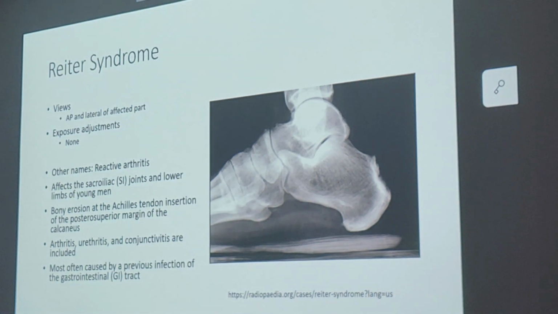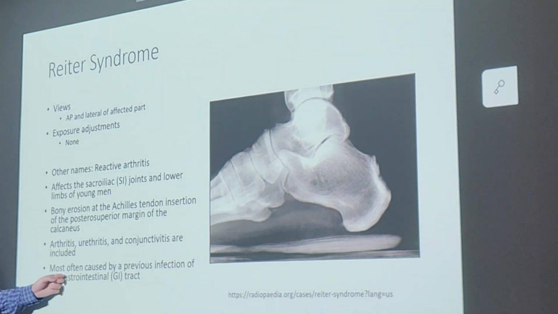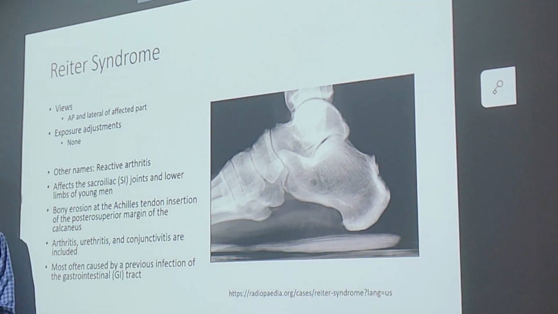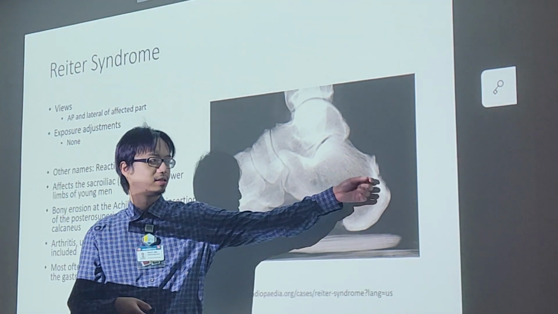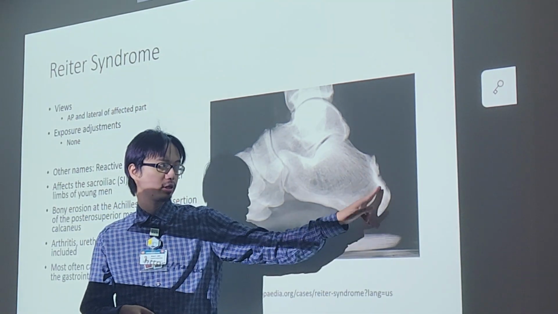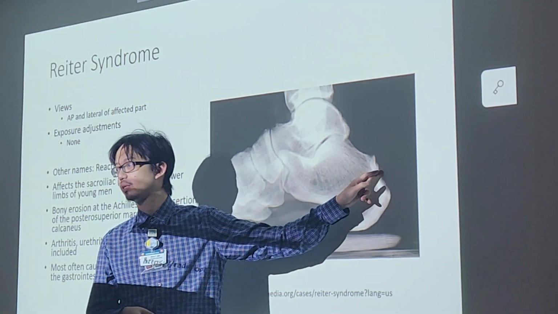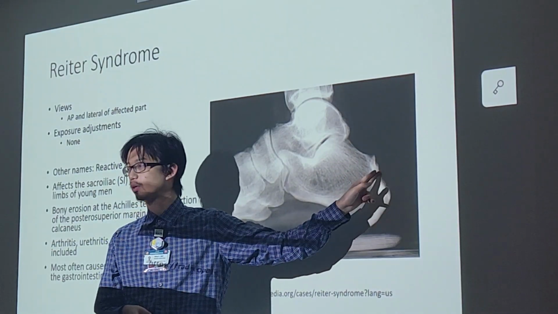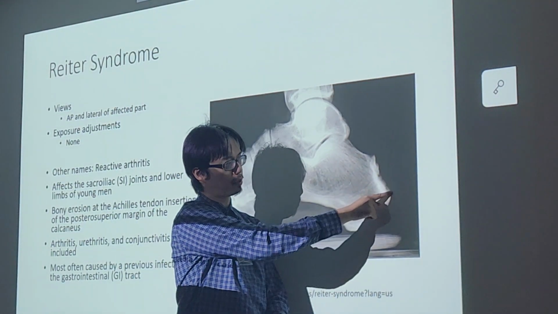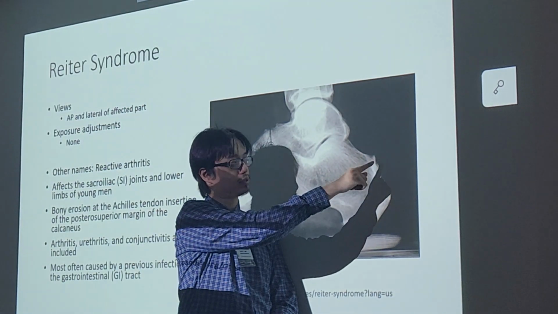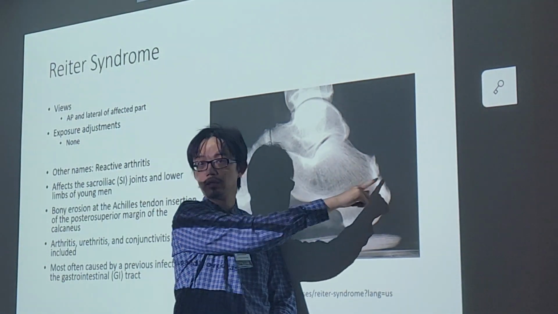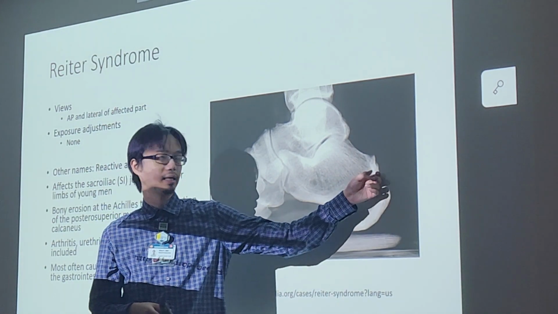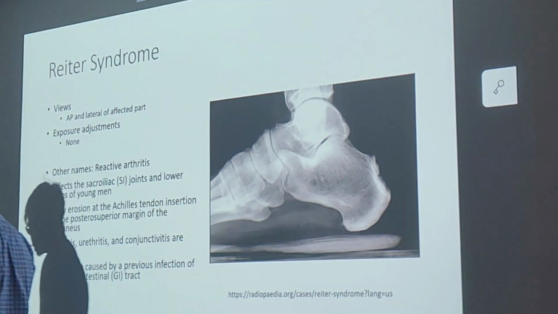I've forgotten exactly how this works, but somehow or another, the patient starts off with an infection of the GI tract. And then somehow or another, that infection makes its way down to the heel. And then it causes this erosion here of the back upper part of the heel, the posterior superior part of the heel. So normally the heel is supposed to be rounded like this. But you see how it's kind of eaten away? And this is where the Achilles tendon is supposed to connect. Okay.